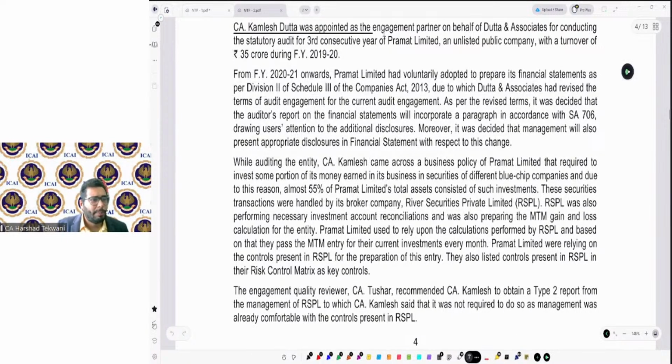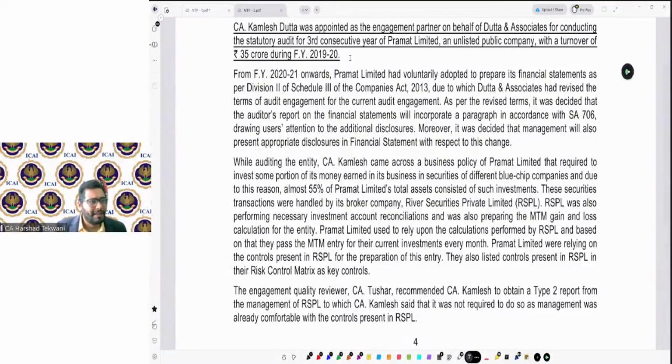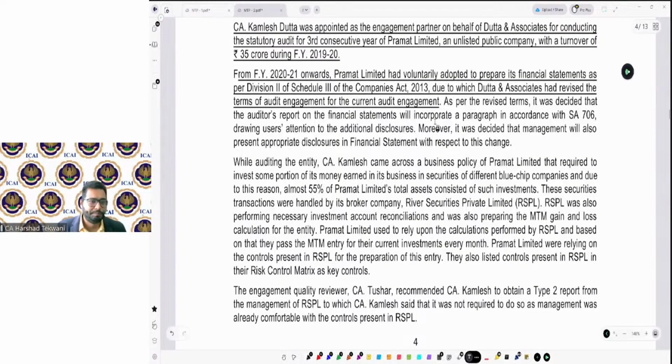CA Kamlesh Datta was appointed as the engagement partner on behalf of Datta and Associates for conducting the statutory audit, for the third consecutive year, of Pramath Limited, an unlisted public company with a turnover of 35 crore during FY 2019-20. From FY 2021 onwards, Pramath Limited has voluntarily adopted to prepare its financial statements as per Division 2, Schedule 3 of the Companies Act 2013, due to which Datta and Associates has revised the terms of the audit engagement for the current audit engagement.